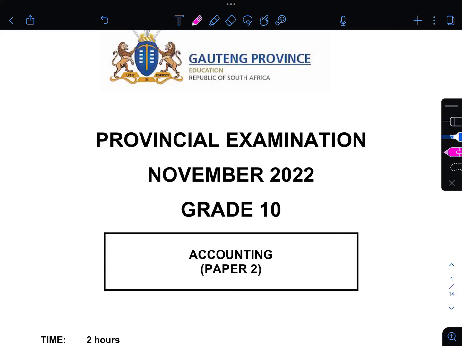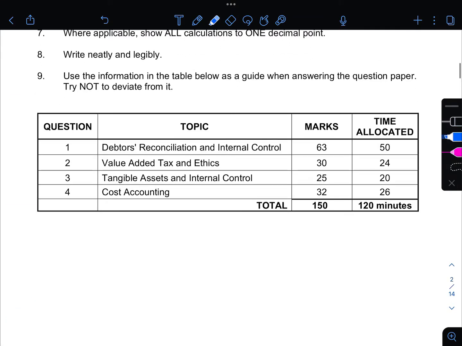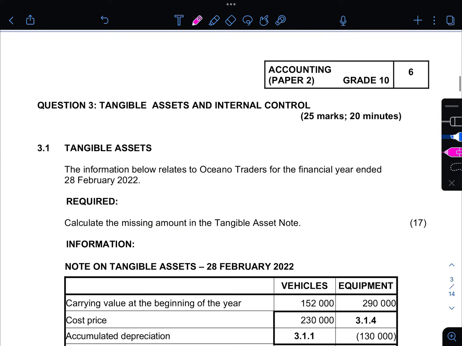In this video we are looking at the November 2022 Grade 10 Accounting Paper 2. We are doing question 3, tangible assets and internal controls. It's 25 marks, 20 minutes. So 3.1, tangible assets. The information below relates to Oceano Traders for the financial year ended 28 February 2022.